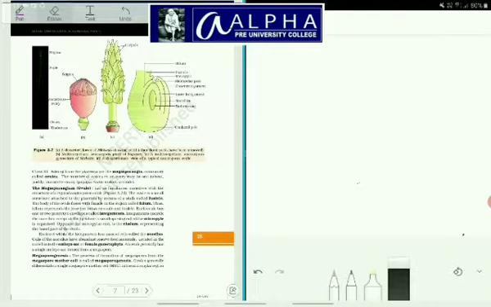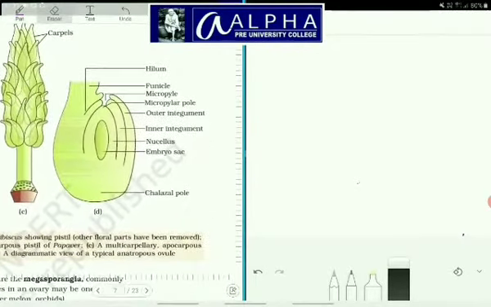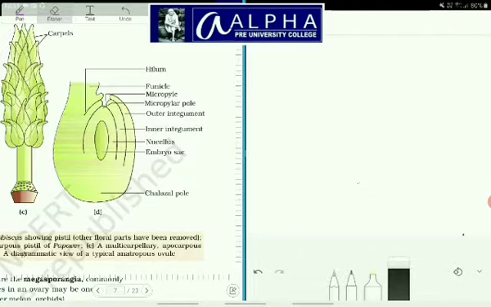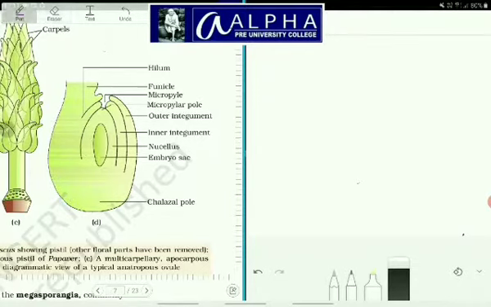In this class of mine, diagrams made easy to write, I explain to you how to write the diagram of a typical Anatropous ovule easily. And all of you know that you have to write the diagram in the way it is given in your textbook. So here you see there is a diagram of Anatropous ovule.